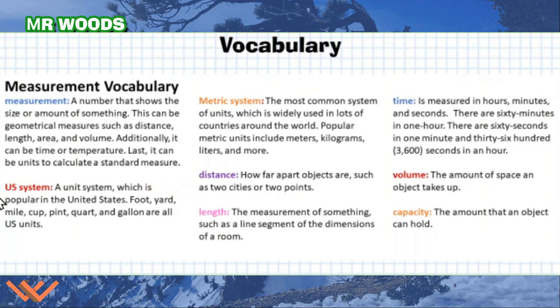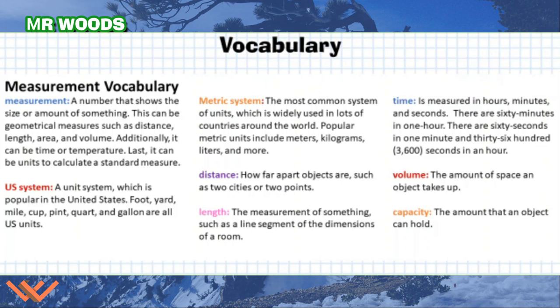And then there's the U.S. system. And I put that up there as U.S. system because imperial system is a little bit different. You know, there's the U.S. imperial system. I didn't want it to be confusing, so I'm going to go with U.S. system. And that's a unit system which is popular in the United States, of course. It has the foot, yard, mile, cup, pint, quart, and gallon, which are all U.S. units.